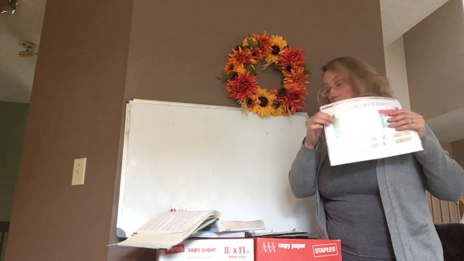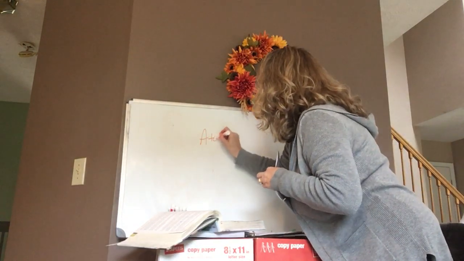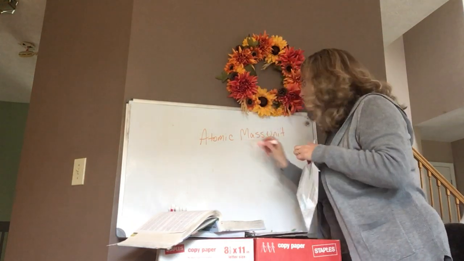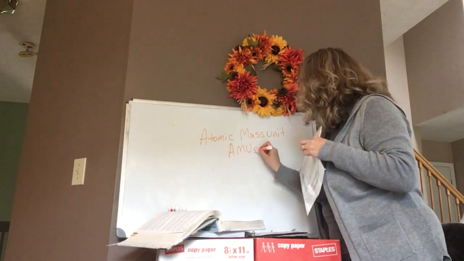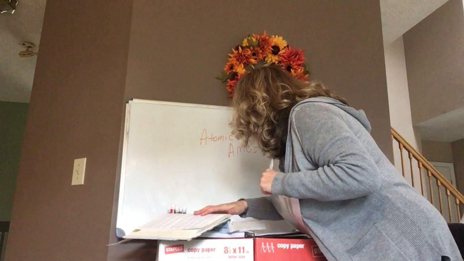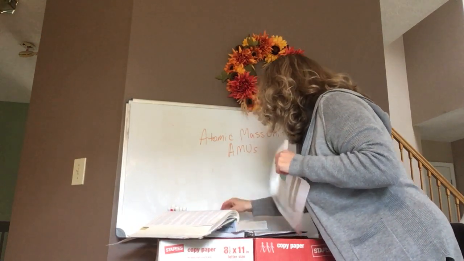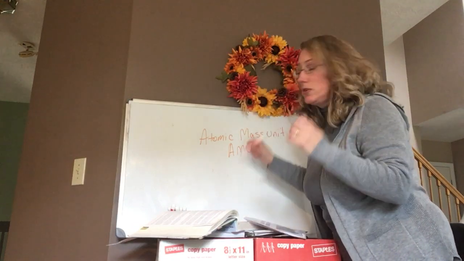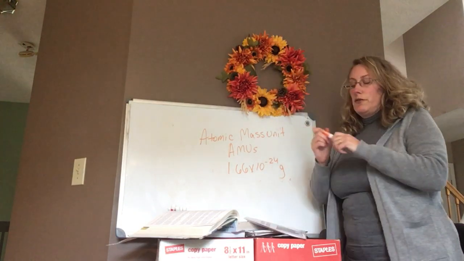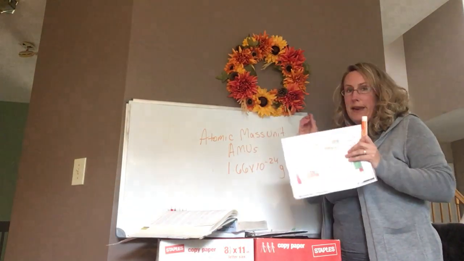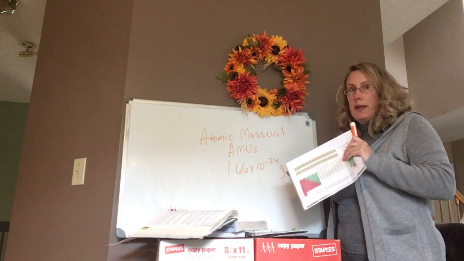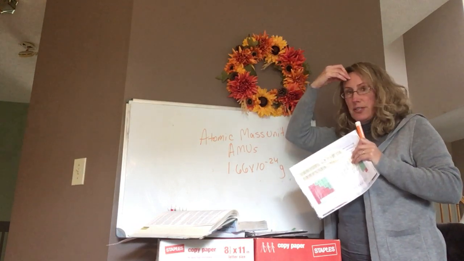But the number at the bottom is called the atomic mass unit, or AMU, sometimes AMUs. So what's an atomic mass unit? It's 1.66. You won't have to memorize it, they'll give it to you. It's 1.66 times 10 to the negative 24th grams. So if I took one hydrogen atom and weighed it, it would weigh 1.66 times 10 to the negative 24 grams. I have a hard time imagining that in my head.